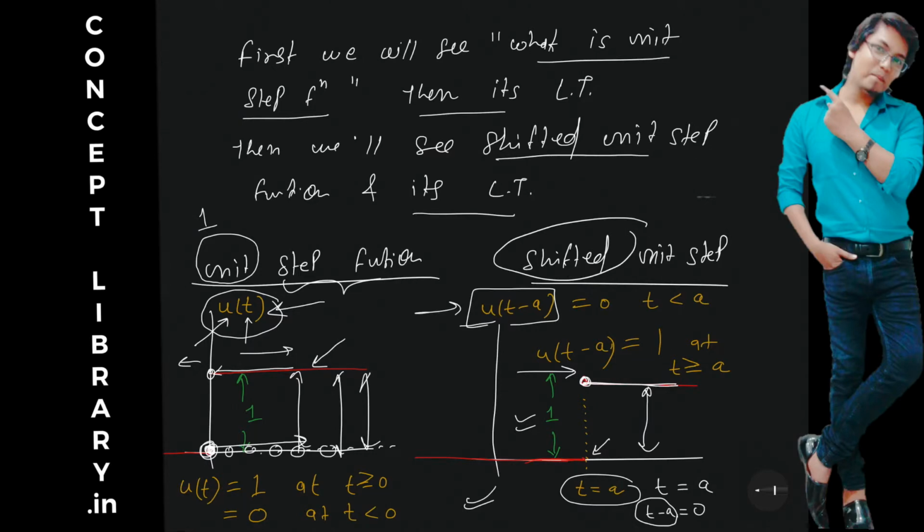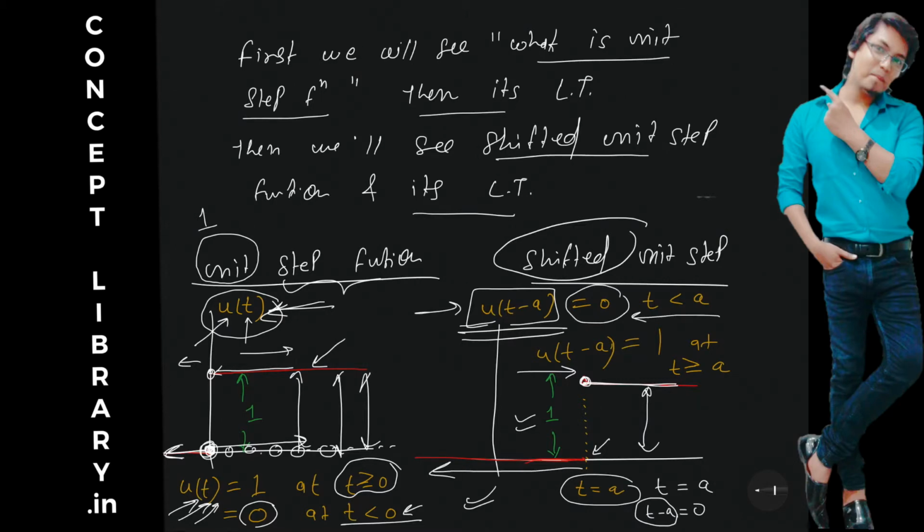You can see this function u(t) will be equal to 1 for all the values of t greater than or equal to 0, otherwise it is 0, meaning less than 0. If t is less than 0, u(t) is also 0. In the same way, u(t minus a) is equal to 0 for all the values less than a, you see here the red line, and for all the values greater than a, u(t minus a) is 1.